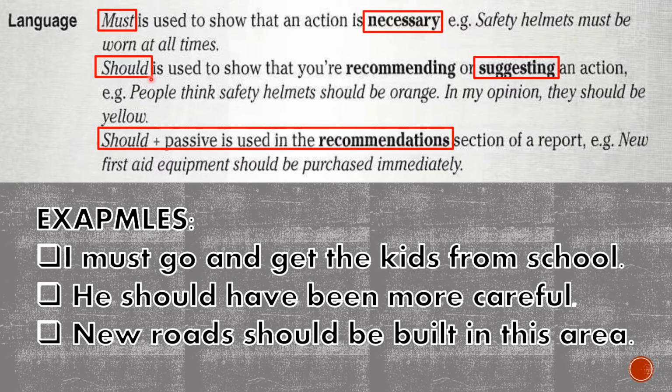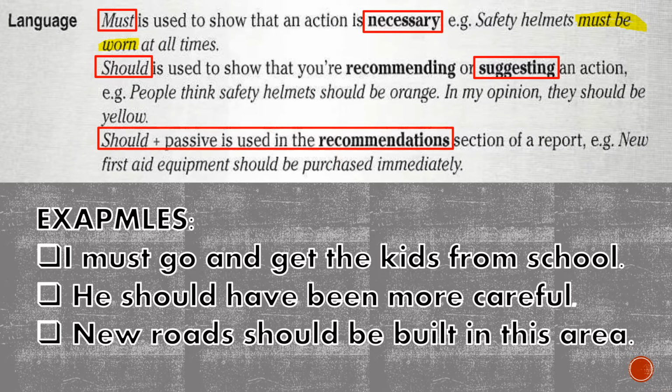Now, please, in the language box on page 45, we want to study must and should. Must and should are modal verbs. Must is used to show that an action is necessary, mandatory, obligatory. For example, safety helmets must be worn at all times. Here we use must as a modal, then be as a helping verb, then worn, which is the past participle, or verb 3, of the verb wear. Must be worn. This is necessary.